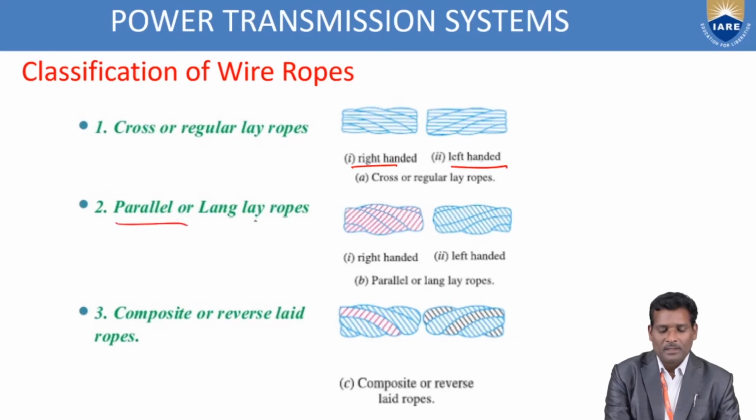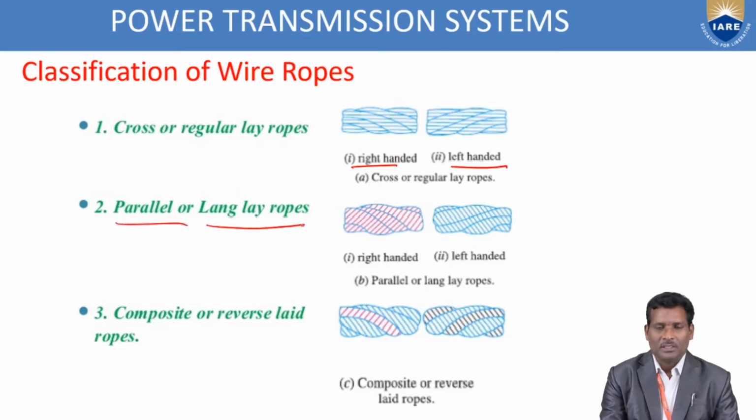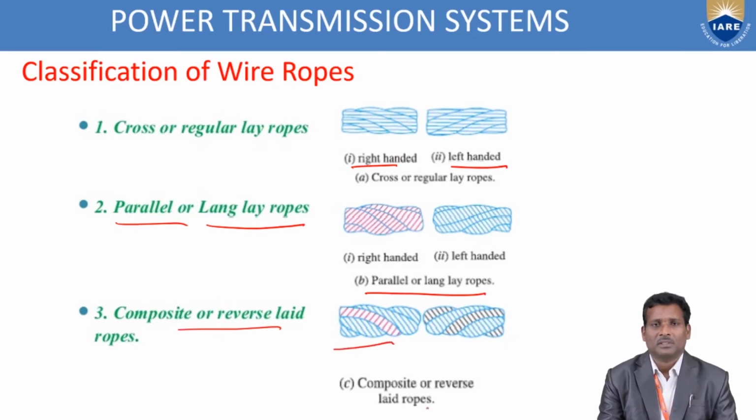In the case of parallel or Langley lay, the wire twisting direction and the strand twisting direction are in the same direction. It may be right-handed or left-handed. That's why these types of ropes are called Langley ropes. And the composite or reverse lay ropes mean the combination of these two, so it may be Langley and regular ropes.